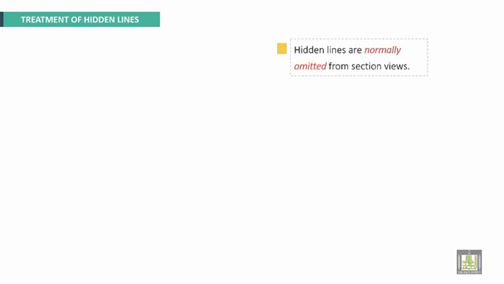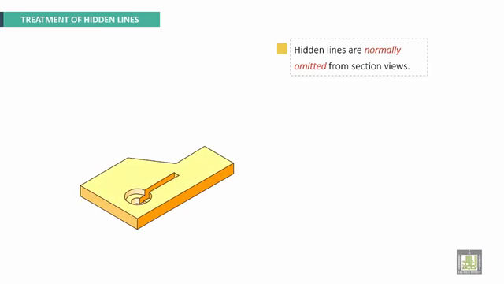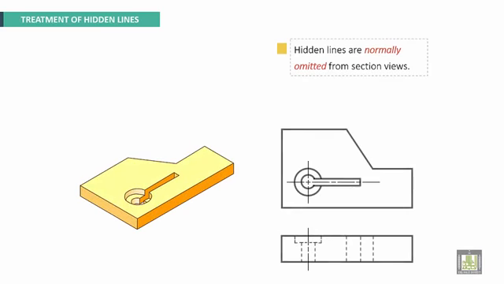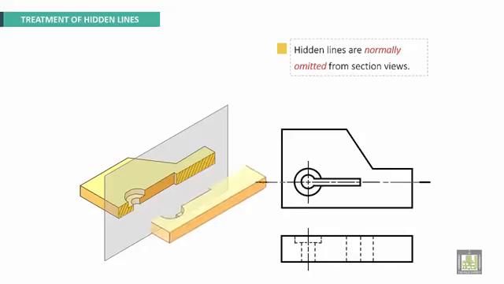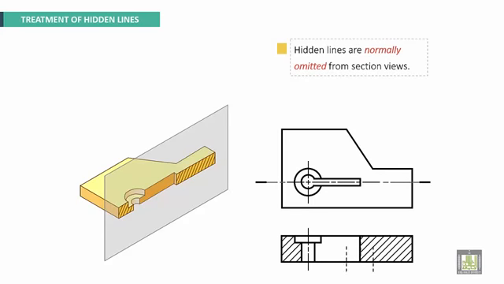Treatment of hidden lines. Hidden lines are normally omitted from section views. We have an example here. These are original views. If we make section, we'll get dashed section view, section lines with hatching. So dashed line should be removed on the sectional view.